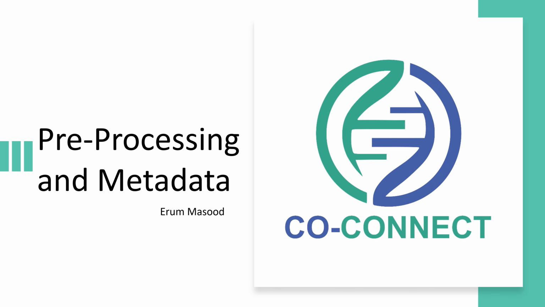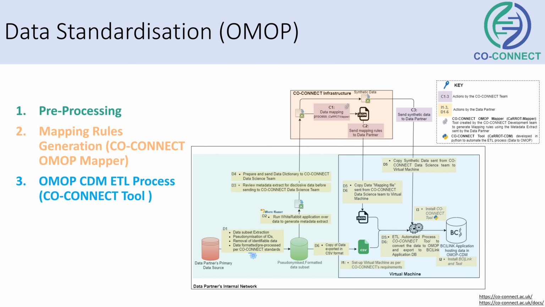This presentation will explain the guidelines and the process flow for data preprocessing and metadata extraction to be followed by the data partner. This diagram gives an overview of the process involved at the data partner's end and the CoConnect team to successfully convert the data into OMOP CDM by ensuring that the data is not accessed or manipulated by anyone except the data partner. More details on this diagram can be found in the Technical Onboarding Pack.